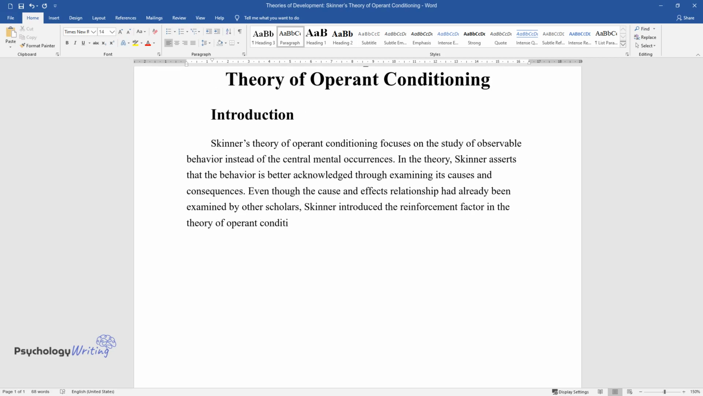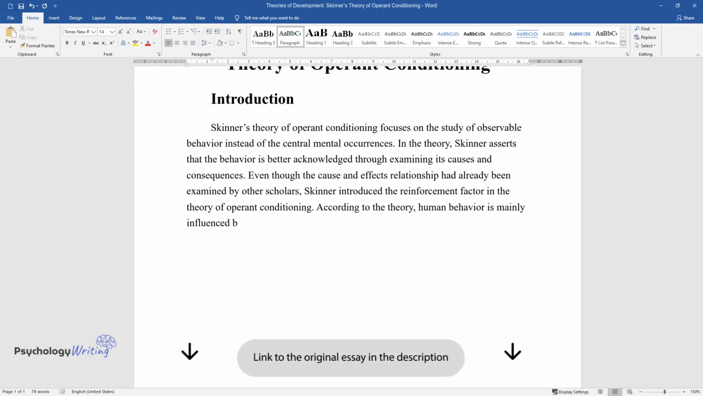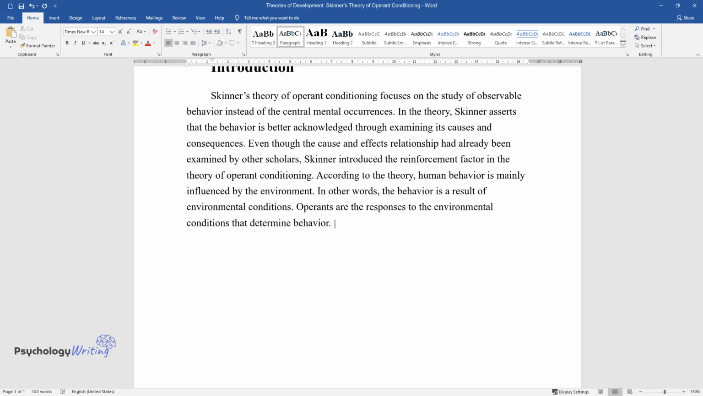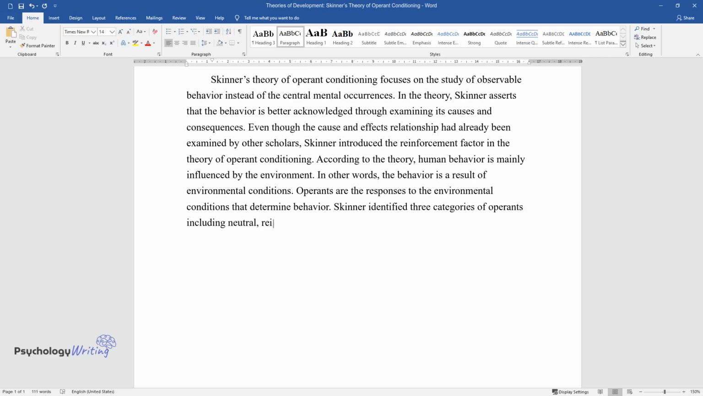According to the theory, human behavior is mainly influenced by the environment. In other words, behavior is a result of environmental conditions. Operants are the responses to the environmental conditions that determine behavior. Skinner identified 3 categories of operants, including neutral operants, reinforcers, and punishers.